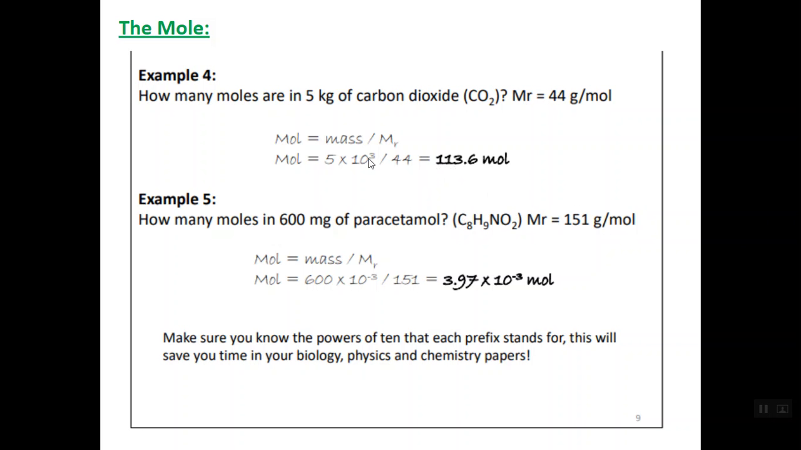So you've got 151, you're looking for moles, so you're using mass divided by MR. Now this time we've got 600 times 10 to the minus 3. And again, that is just a reflection of the conversion of units. And again, you can work out the conversion and you can just put that number straight in there. And when you divide it by the MR, you're going to get 3.97 times 10 to the minus 3 moles.